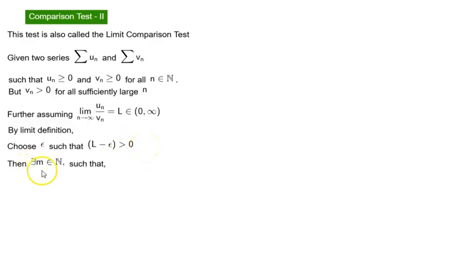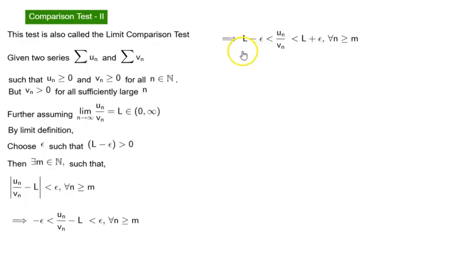By the limit definition, choose epsilon such that L minus epsilon is greater than 0. Then there exists m in n such that the absolute value of u sub n by v sub n minus L is less than epsilon for all n greater than or equal to m, which implies u sub n by v sub n minus L is between minus epsilon and epsilon. Adding L throughout, we get L minus epsilon is less than u sub n by v sub n is less than L plus epsilon for all n greater than or equal to m.